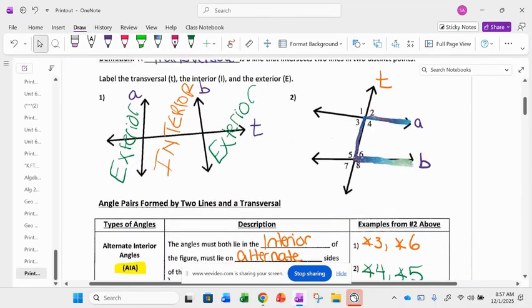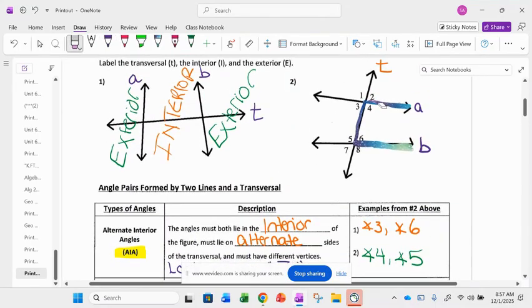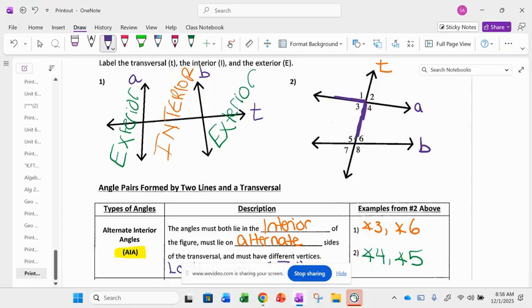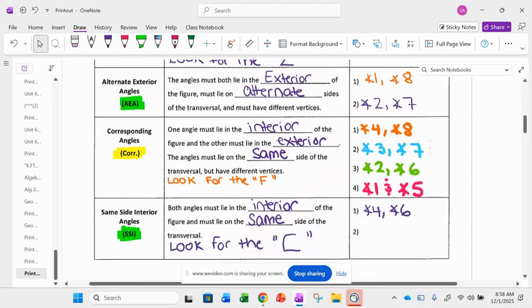All right, and then same thing. We could do a backwards C. We can do an upside down C. We could do any C that we can find. Here is a backward C. And which angles are in the armpits this time? 3 and 5.